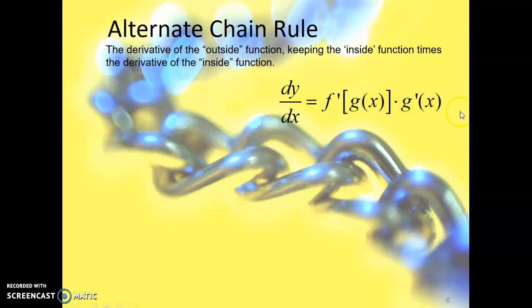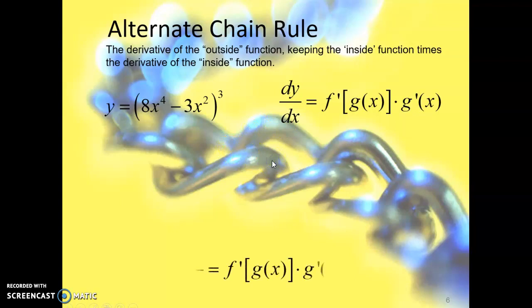Now, sometimes students like this version better, especially if it's not that difficult of a chain rule. So let me give you that same example using the alternate chain rule, or Newton's version of the chain rule. Again, the inside function is still 8x to the fourth minus 3x squared. He said, okay, that's the inside function. That would be g of x. The outside function is the raising to the third power. That would be the f function. The f function is raising to the third power. That is the outside function.